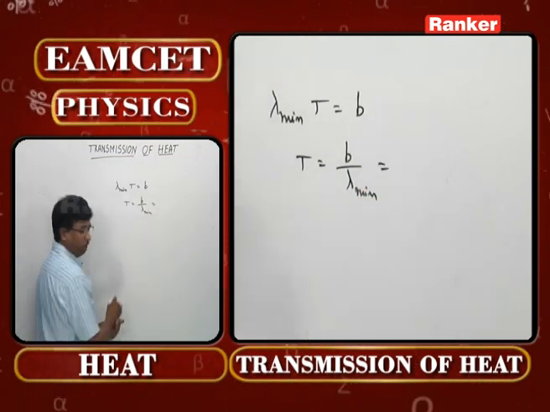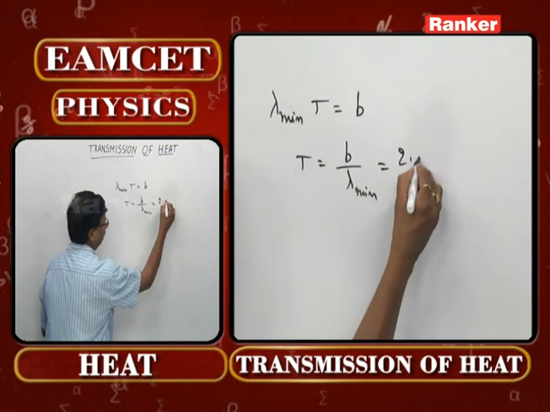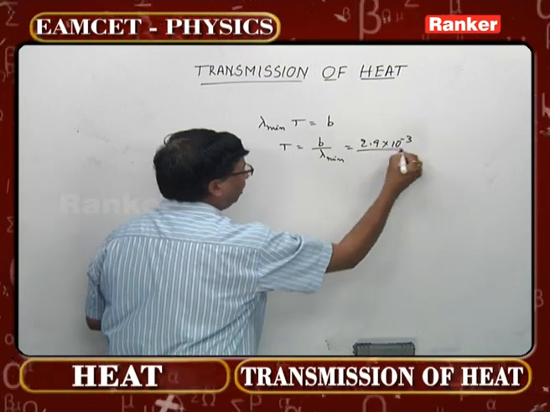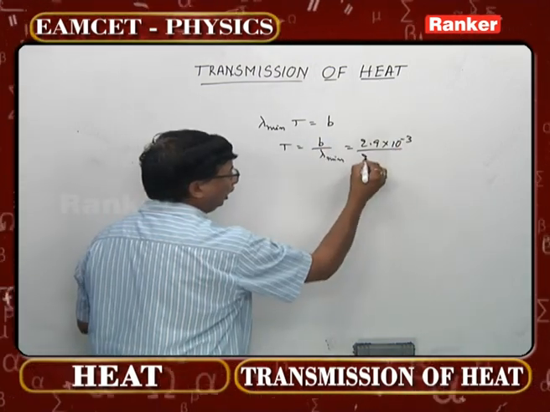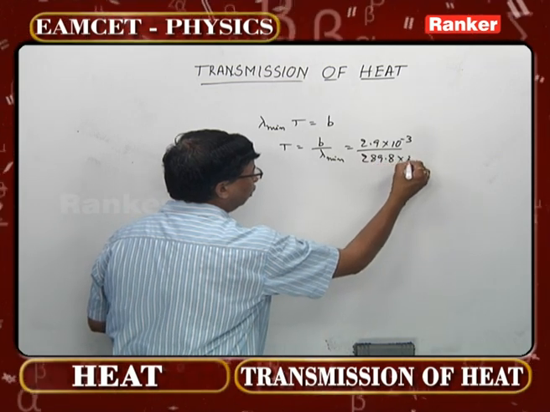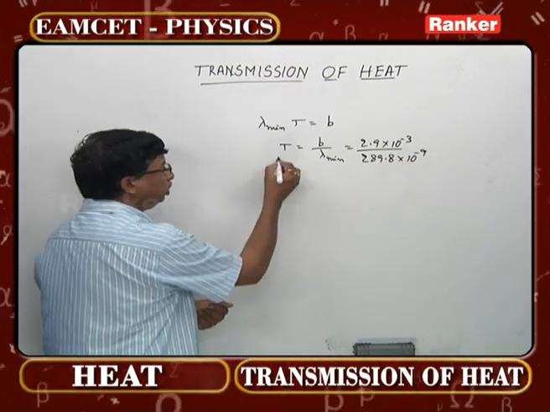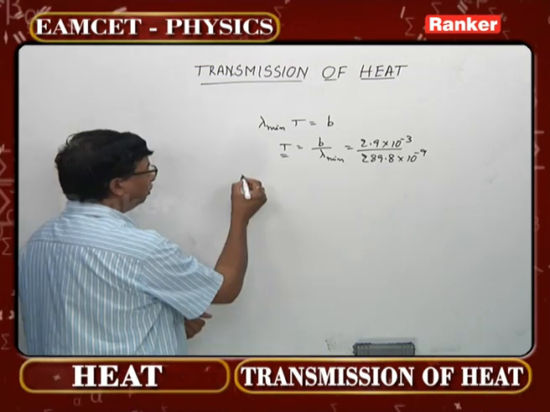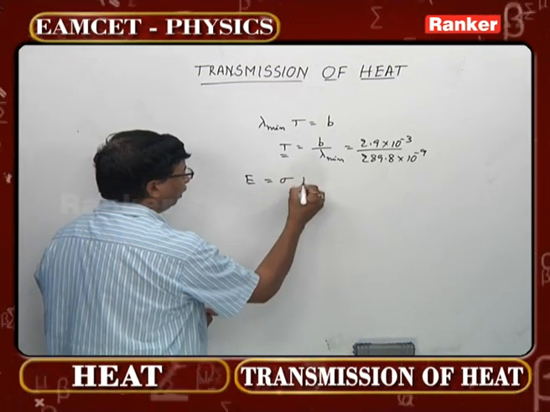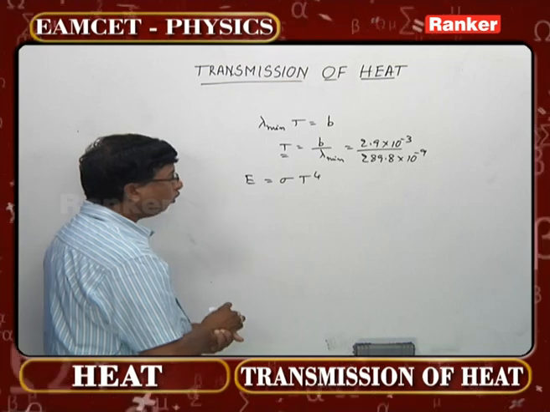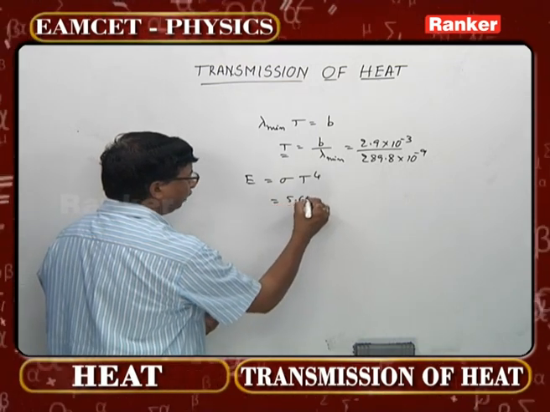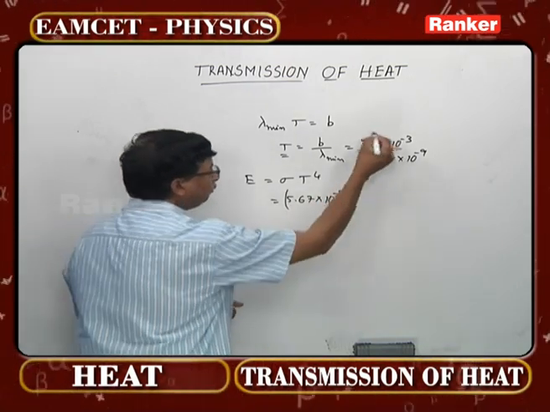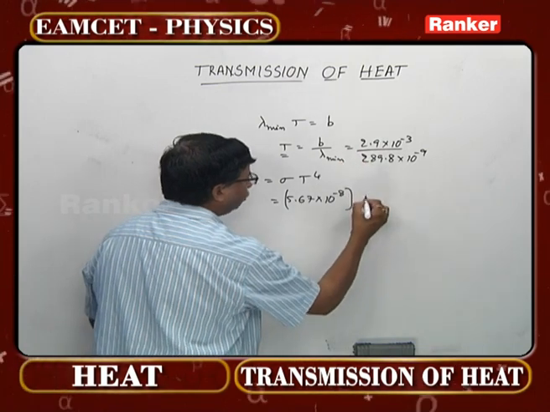So what will be the value of B over here given? 2.9 into 10 to the power minus 3, directly of course it has been given over here, by what this lambda given? 289.8 nano, that means 10 power minus 9. You will be getting the value of capital T over here. But what is the question he is asking you? He is asking E now. E is equal to sigma into T to the power 4. That sigma is 5.67 into 10 to the power minus 8. That into this value of T, whatever you are getting, that to the power 4.